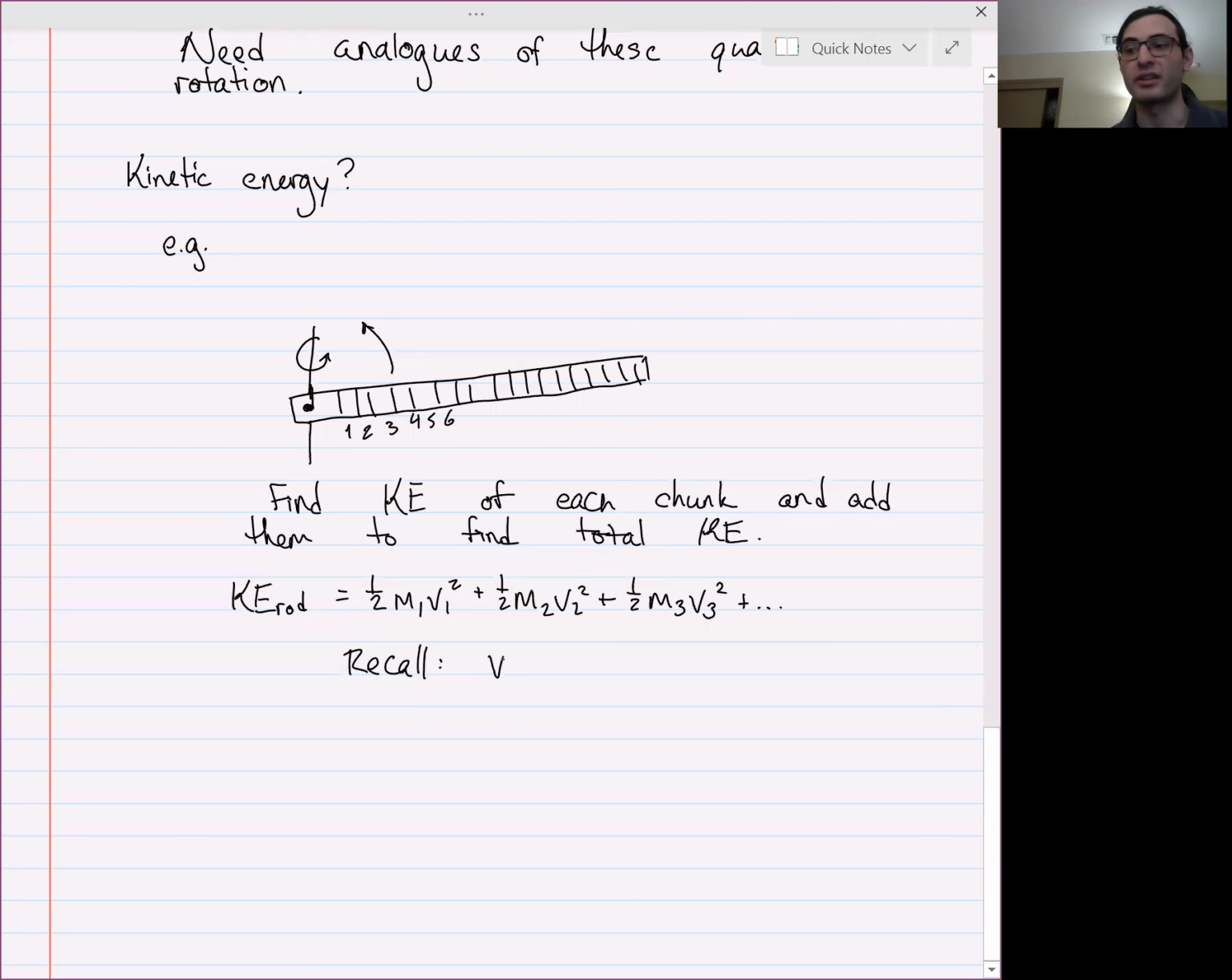For any rotational motion, the linear speed, v, is related to the angular speed, omega, by multiplying by r. And this r here is the distance of a chunk from the axis of rotation. And this omega is the same for every chunk.